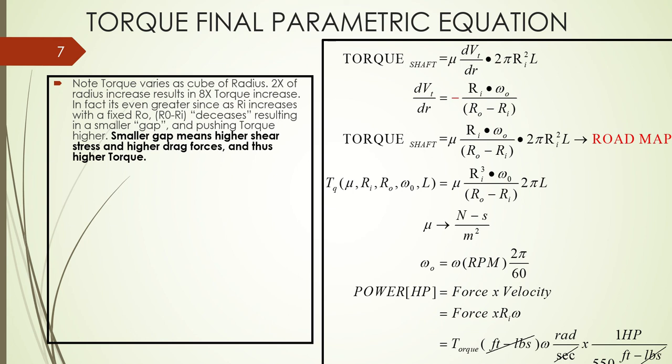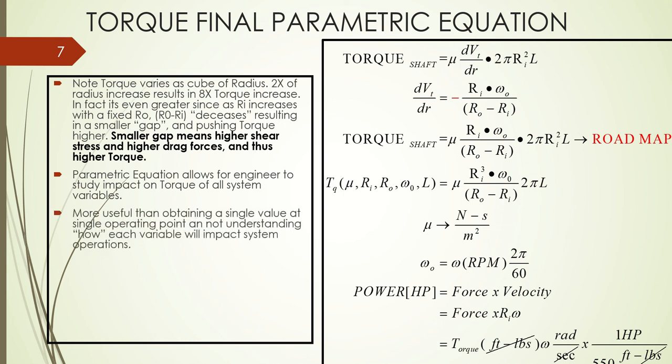So a smaller gap means that we have a higher stress and a higher drag force, and thus a higher torque. The parametric equation allows an engineer to study the impact of torque on all system variables. It is more useful than obtaining a single value at a single operating point and not understanding how each variable will impact the system operations. And engineering today is about systems engineering and systems thinking.